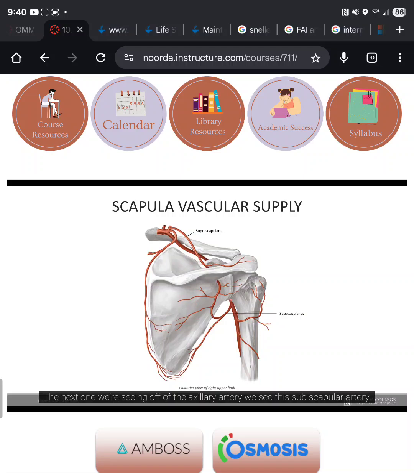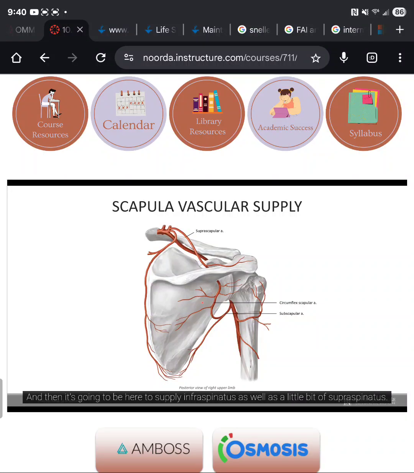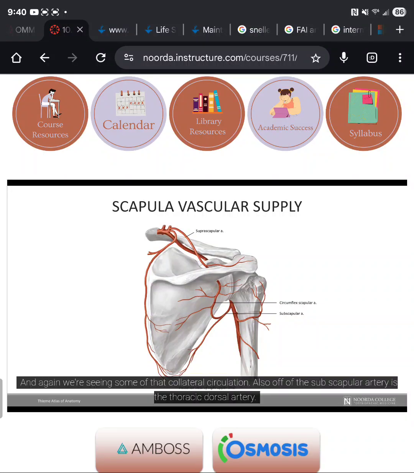The next one we're seeing off of the axillary artery, we see the subscapular artery. We know one of the branches there is the circumflex scapular artery. That runs through the triangular space, and then it's going to be here to supply infraspinatus as well as a little bit of supraspinatus. And again, we're seeing some of that collateral circulation.